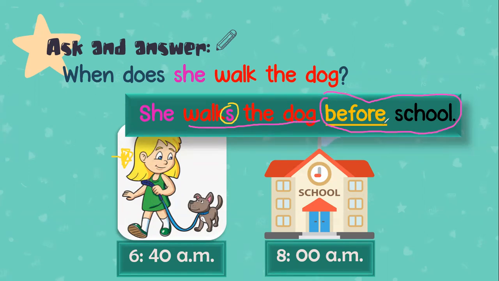So now in this case, you can see that we are conjugating the verb. We don't write she walk. It will be incorrect. The answer is she walks the dog before school. And now remember that you are going to use before or after depending on the time that that person does the activity.